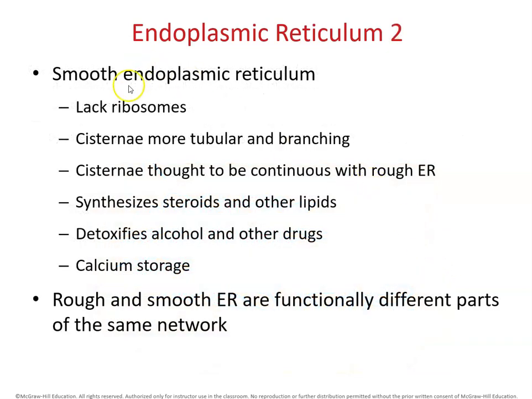Smooth endoplasmic reticulum, like we just said, lacks ribosomes. This is the place where steroids and lipids, remember steroids like testosterone, estrogen, cholesterol, and other lipids, get made. The smooth ER is also where the reactions happen that deactivate alcohol and basically digest the alcohol. We also store calcium here. Rough ER and smooth ER are connected. The thing that distinguishes them is the presence of the ribosomes.